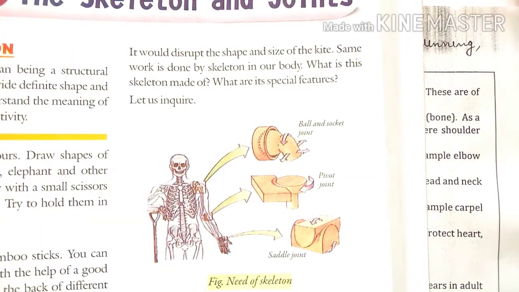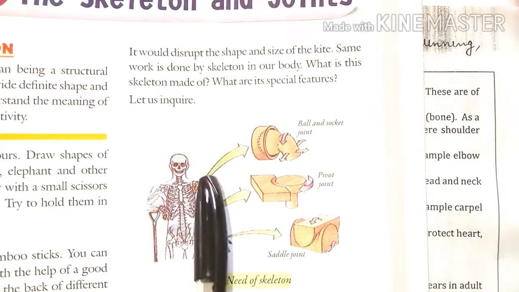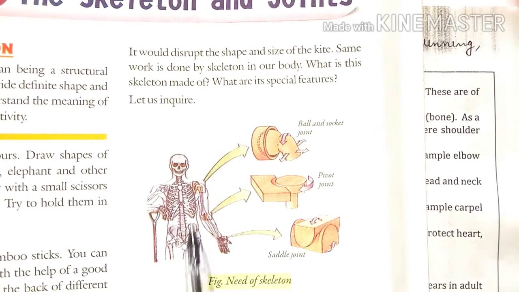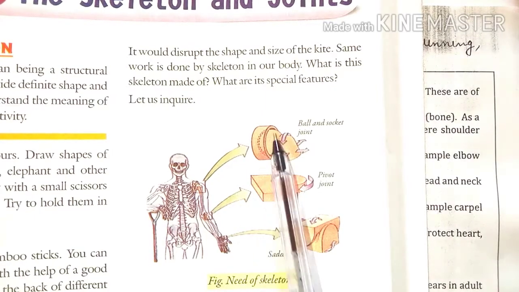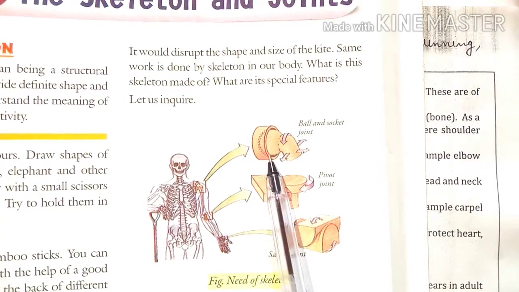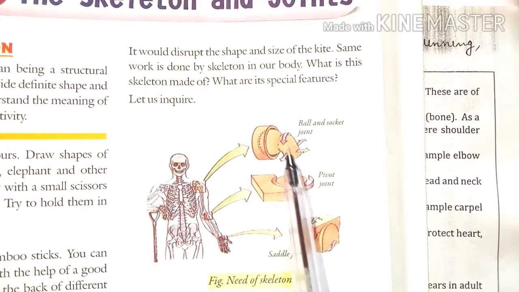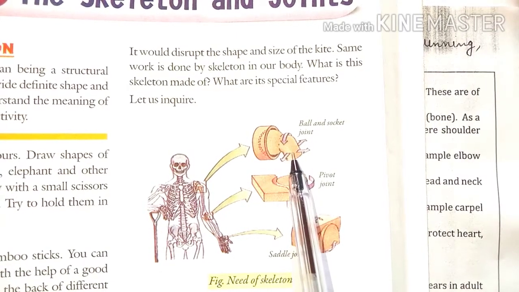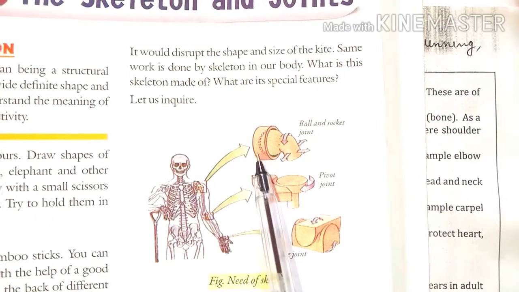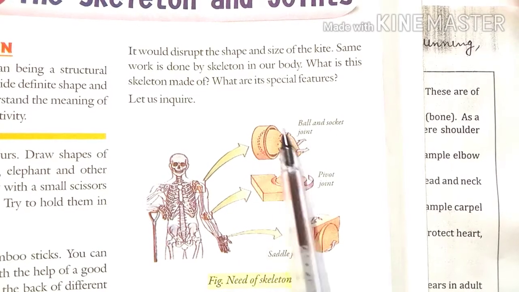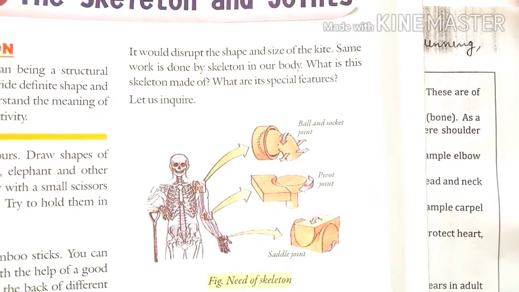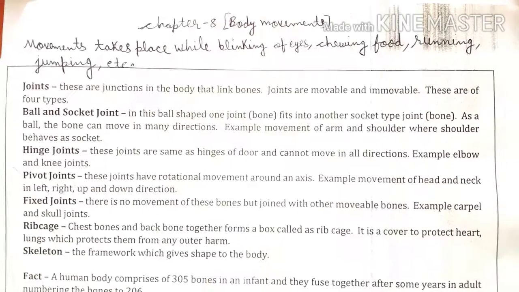Let us understand with the help of a skeleton. Here in our body, at the shoulder, there is a ball and socket joint situated. One bone works as a socket and another works as a ball. Means the arm works as a ball and there is another bone that behaves as a socket. So this type of joint is called a ball and socket joint.